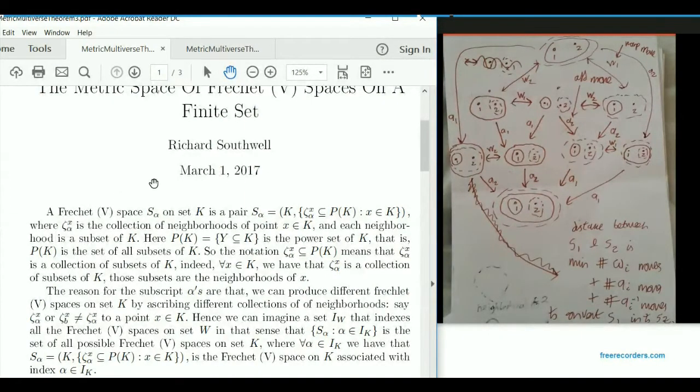And those subsets of K, we call them the neighbourhoods of point x. So in other words, zeta of x is a collection of subsets of K, and we refer to those subsets as the neighbourhoods of x. And that's pretty much all there is to the definition of a Frechet space. Every point is associated with a collection of neighbourhoods, which is a load of subsets of K.